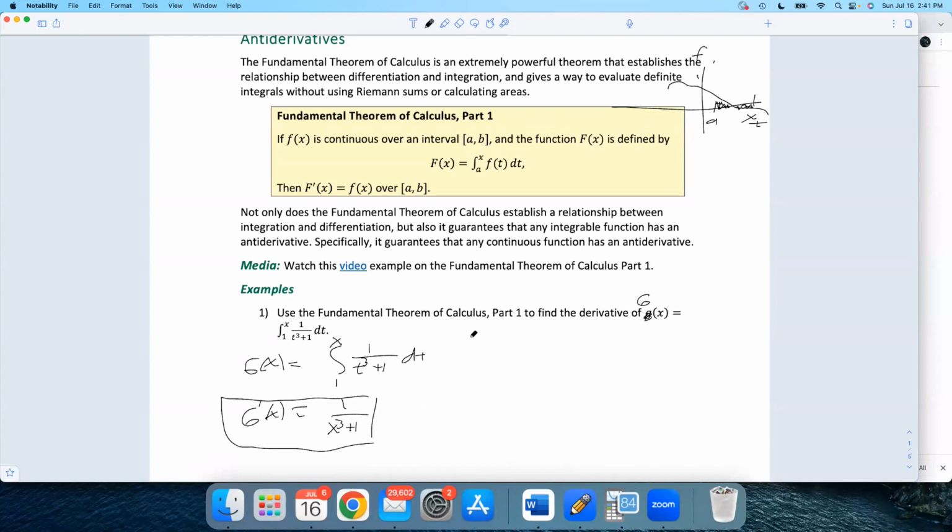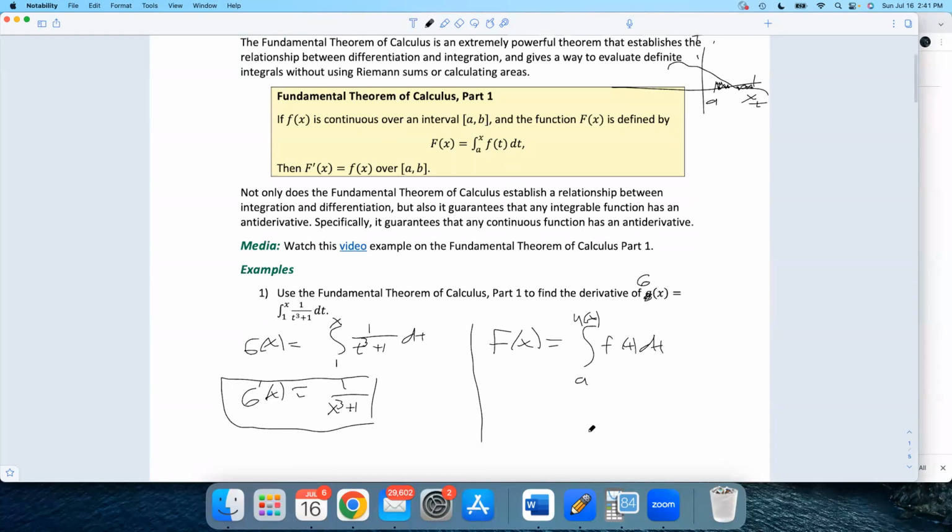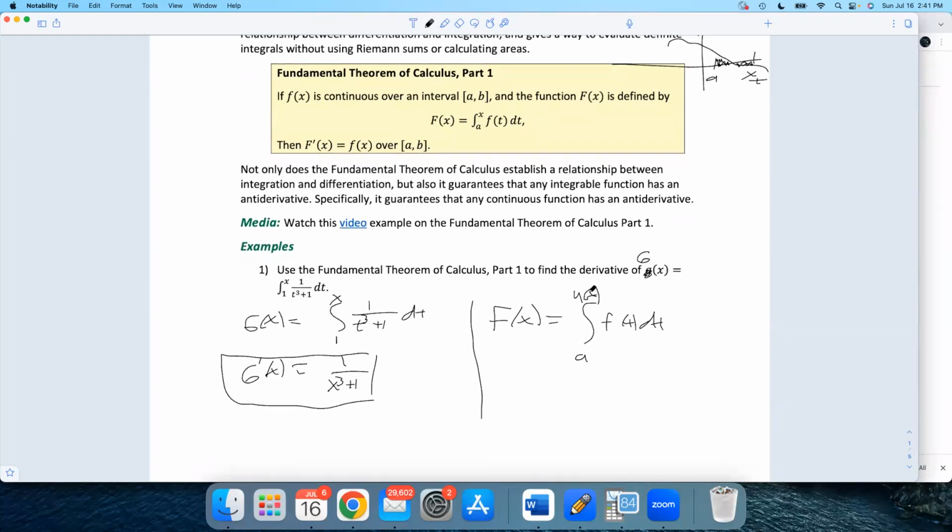What if there's some function up there? What if I have capital F of x is the integral from, say, a up to u of x, so up here I have a function of x, little f of t dt. Then we have to use the chain rule. And that's really what this is. It really is the chain rule. We could prove it, but we're not going to right here.